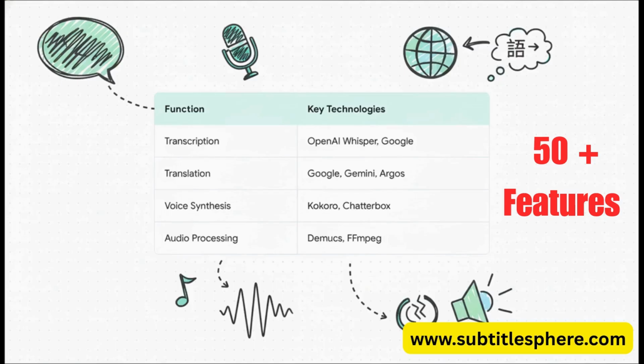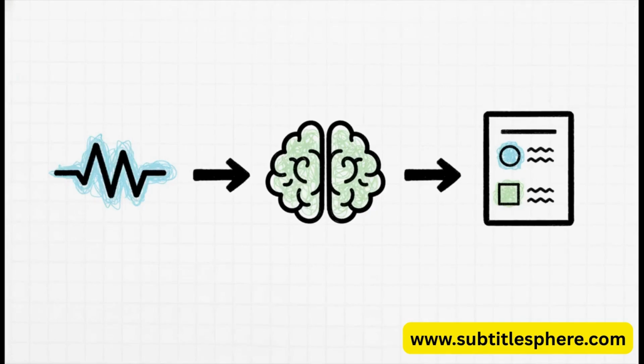So you're getting the raw power of things like OpenAI's Whisper for transcription, Google and Gemini for translation, and even advanced tools like Demucs for separating audio tracks, all wrapped up in one easy-to-use package. So first up, transcription. It uses that top-tier AI to pull incredibly accurate text out of your audio and video files. But it gets better.